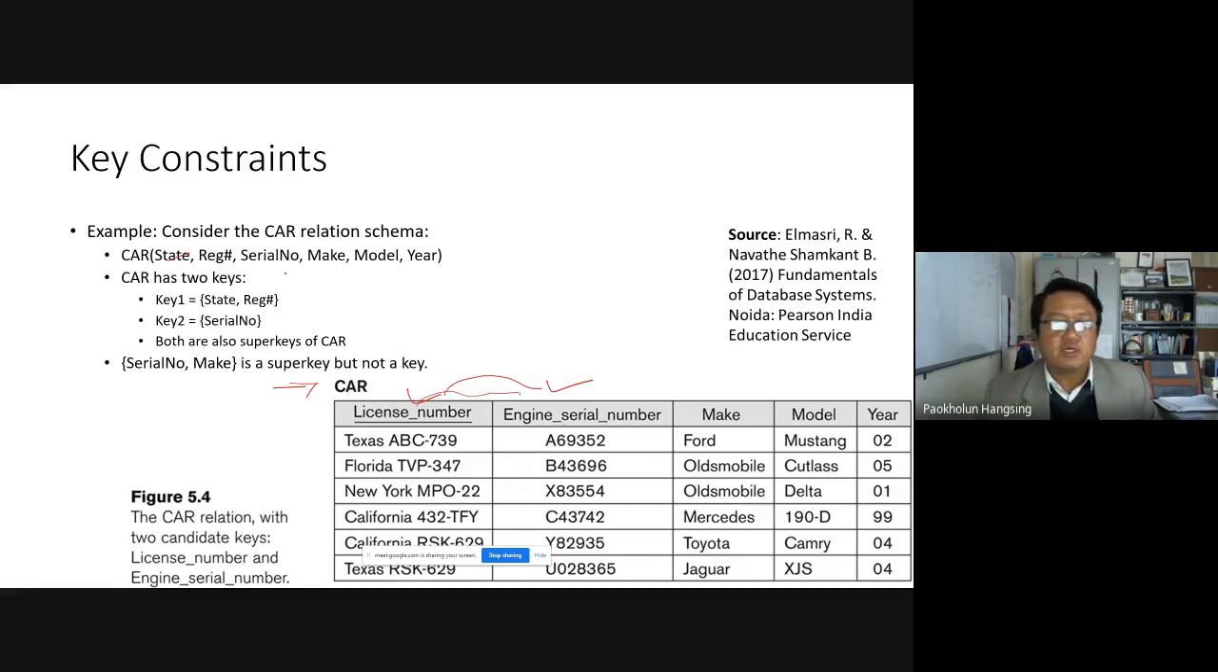Ignore this part, it is not corresponding to the table. The combination of license number and engine number itself is a super key, because it is unique in each tuple, it's not the same. And we can take, for example, serial number as a key, because the engine serial number itself also uniquely identifies each tuple.